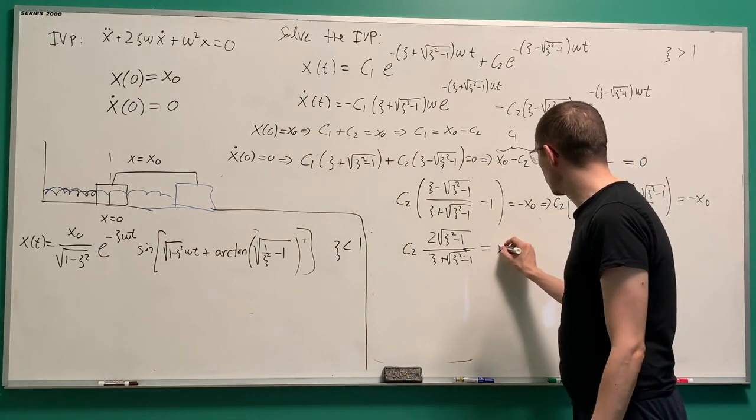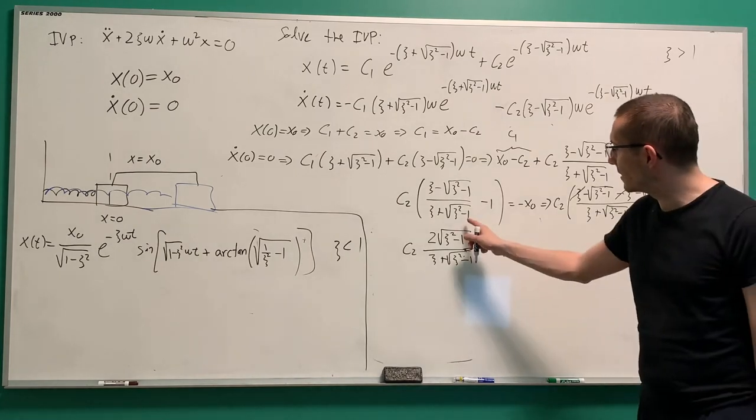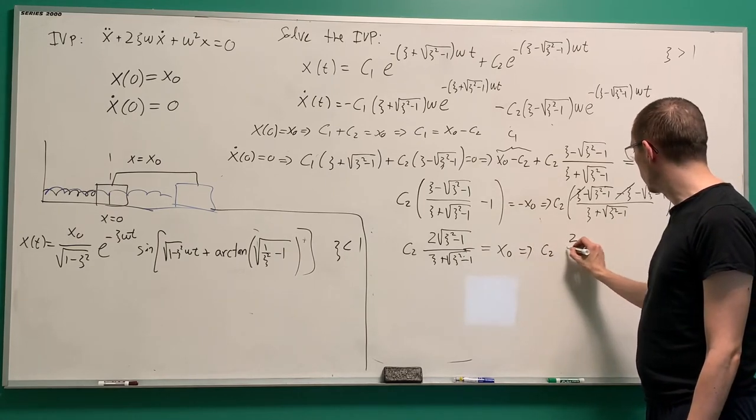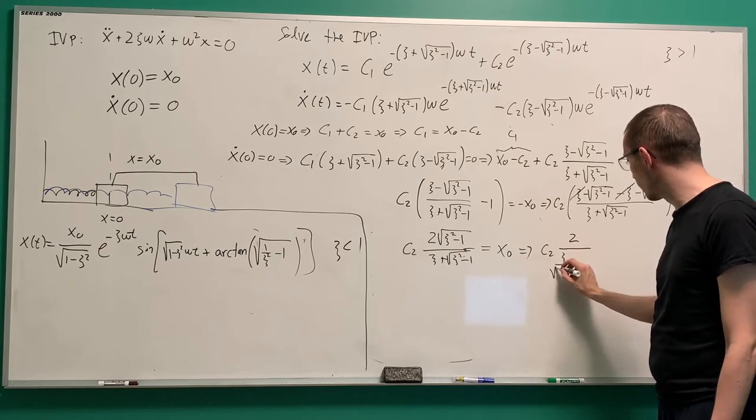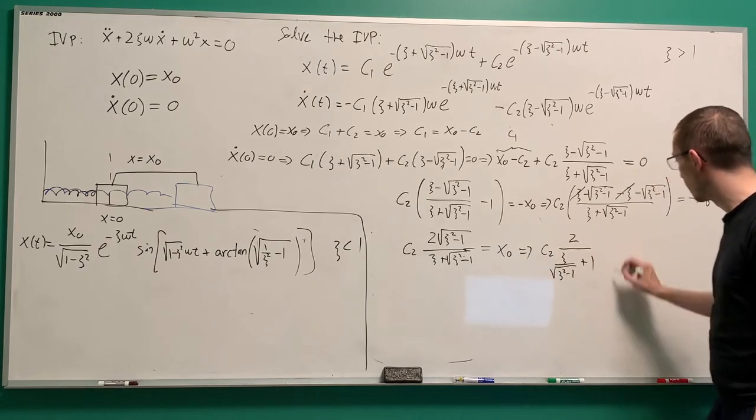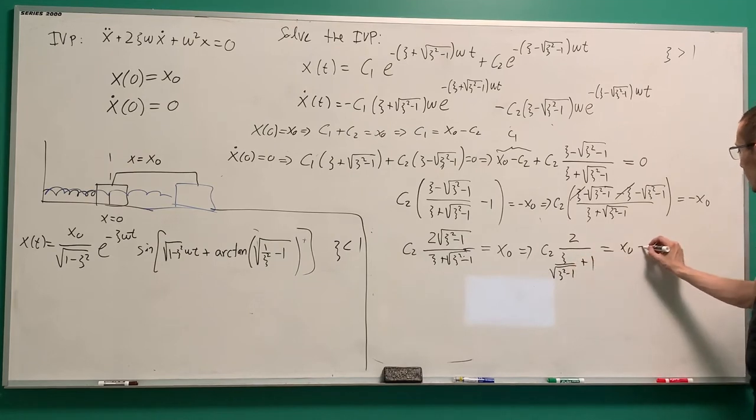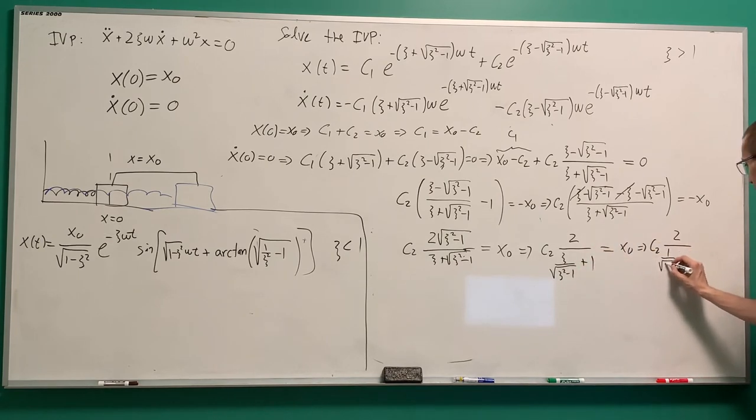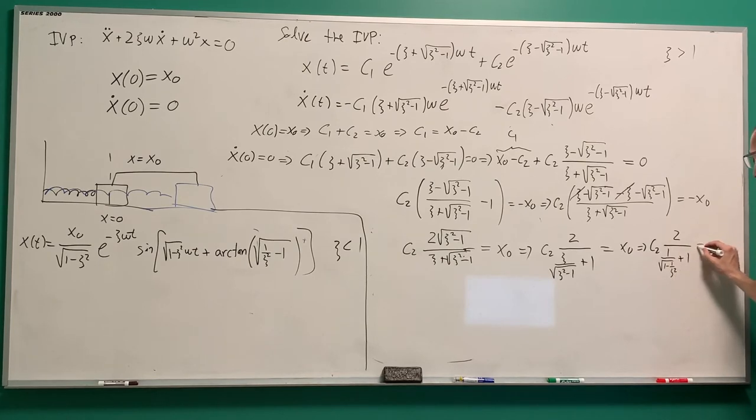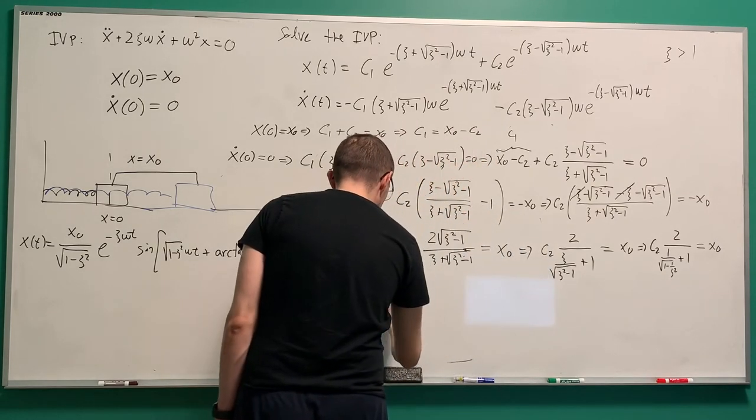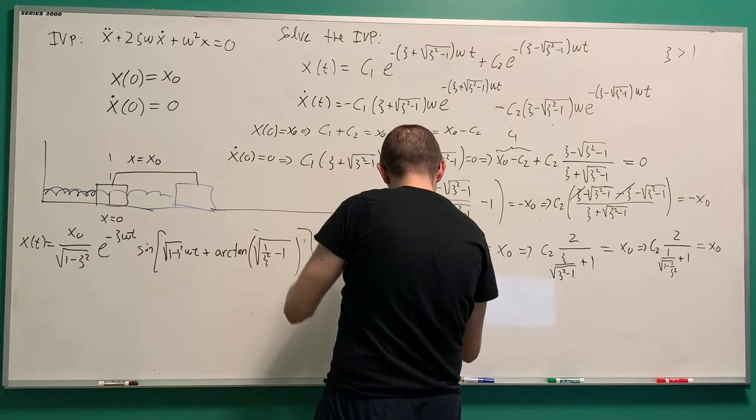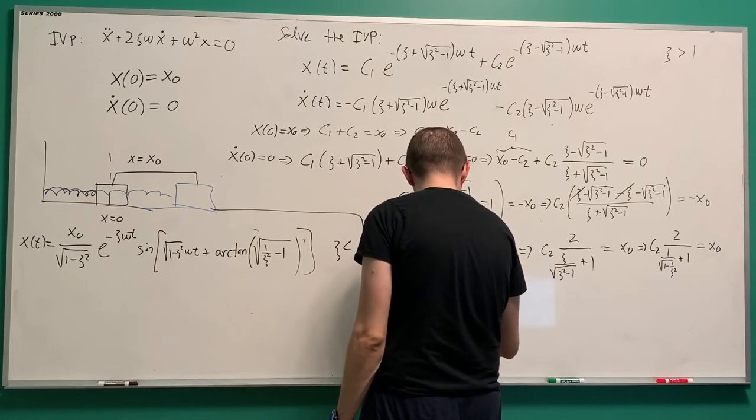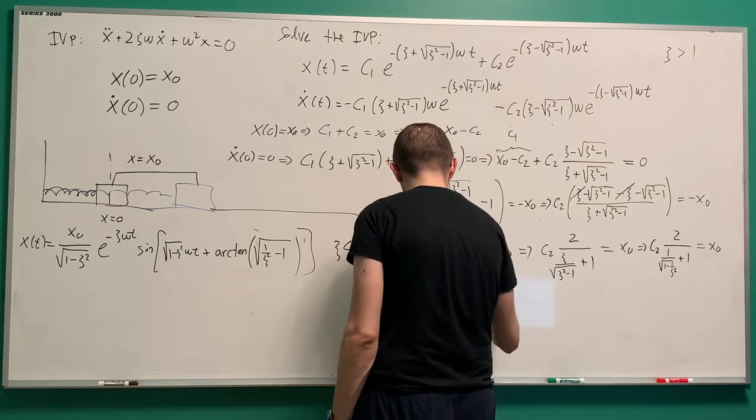All right, equals x0. Now I can divide by the root. This is just simplifying a bit. So if I divide by the root, I get C2 times twice psi divided by root of psi squared minus 1, plus 1 equals x0. I can further simplify this. C2, 2, and then dividing numerator and denominator by psi, I get 1 over root of 1 minus 1 over psi squared, plus 1 equals x0. So what I get in the end is that C2 is equal to x0 divided by 2, multiplied by 1 over the root of 1 minus 1 over psi squared, plus 1. That's the constant C2.